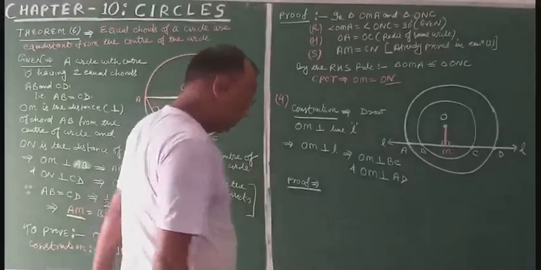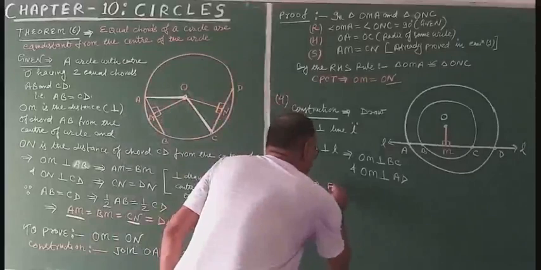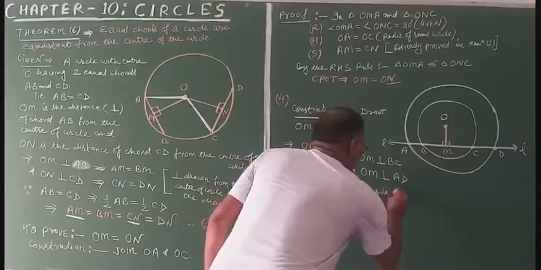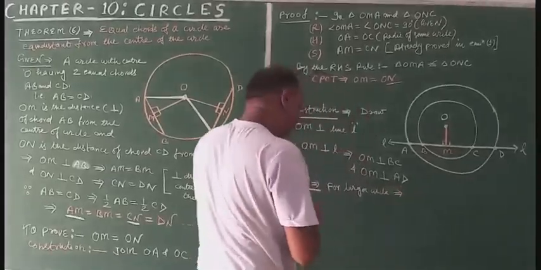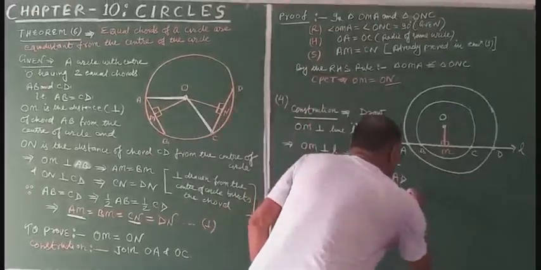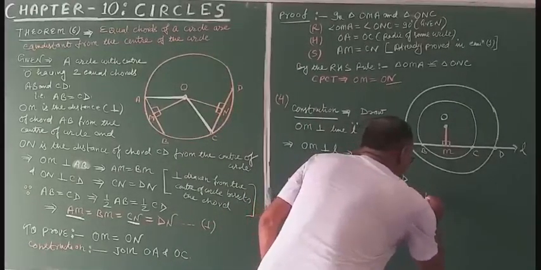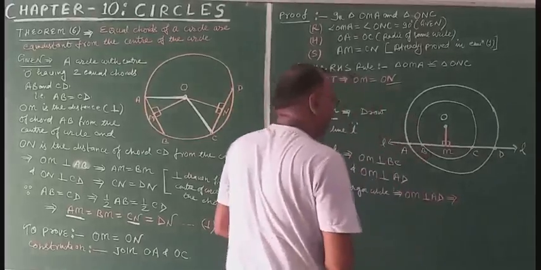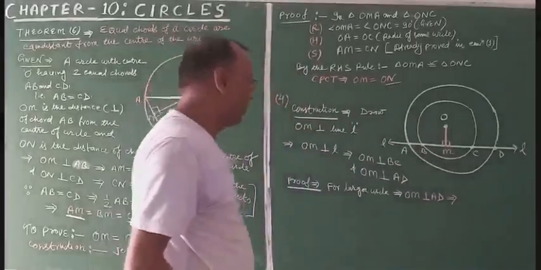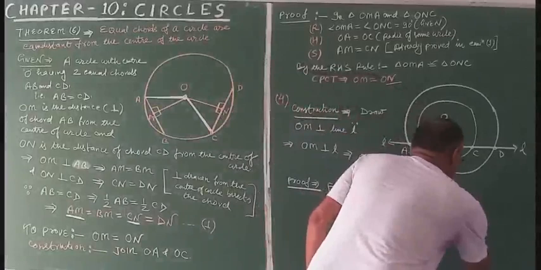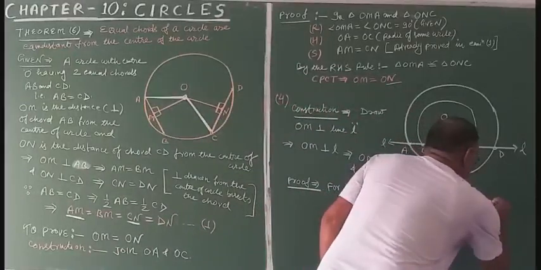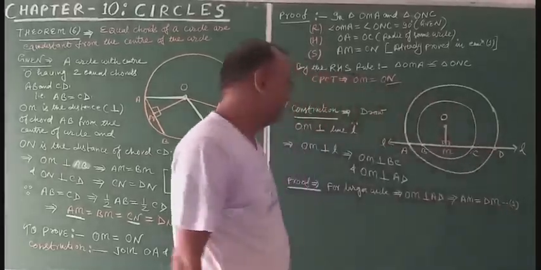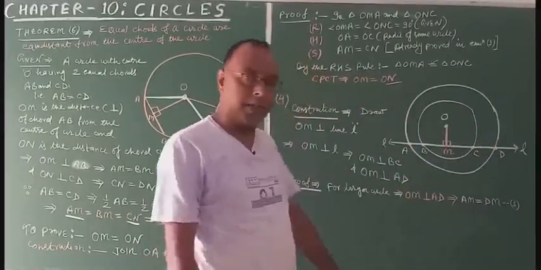For the larger circle, what is there? This OM is perpendicular to AD. What will be here then? AM will be equal to DM. This is equation number 1, because the perpendicular from the center bisects the chord.